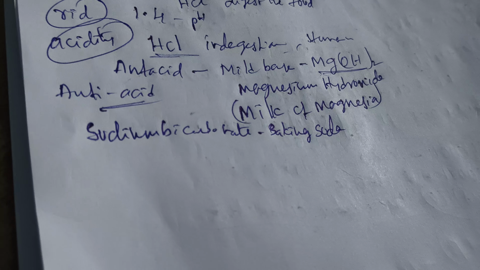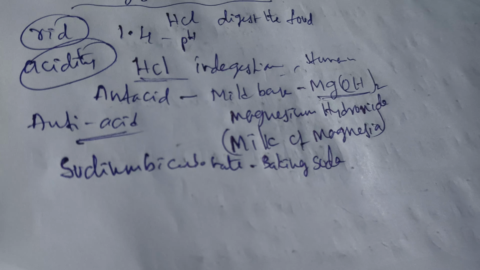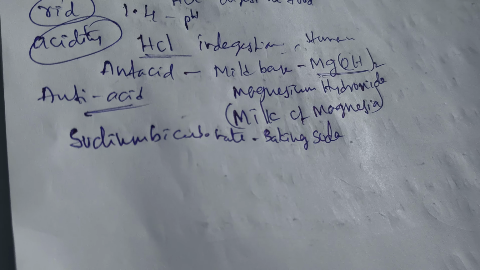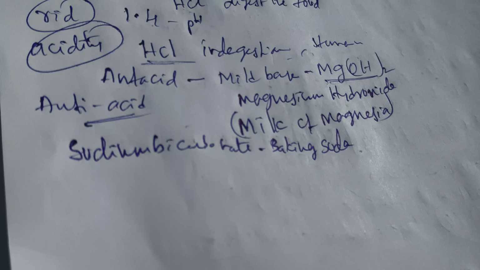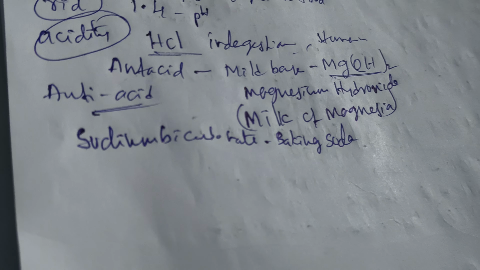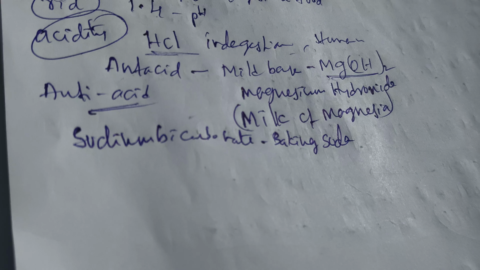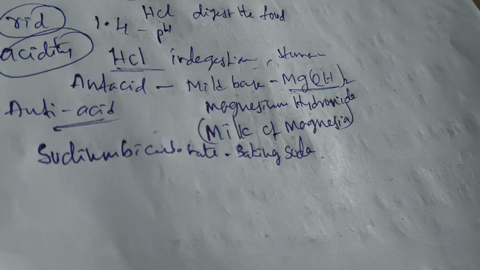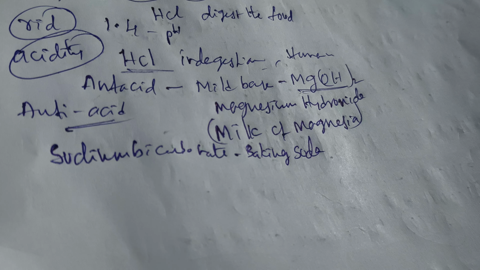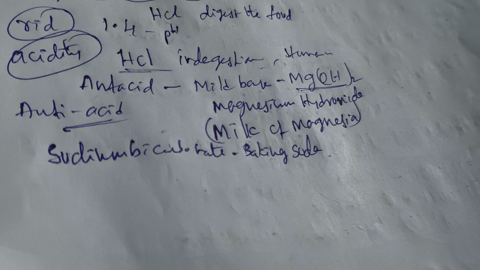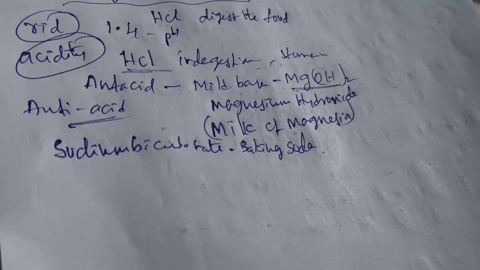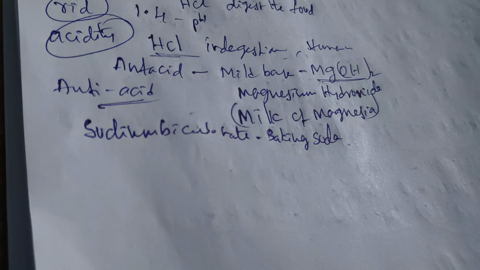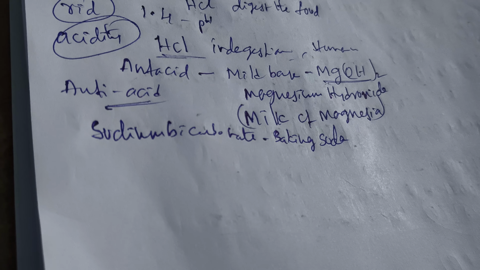So when you are suffering with an acidity problem, if you take the gas trouble tablet, it contains a mild base, that is magnesium hydroxide. That magnesium hydroxide is also called milk of magnesia, and another substance used is sodium bicarbonate, generally called baking soda.